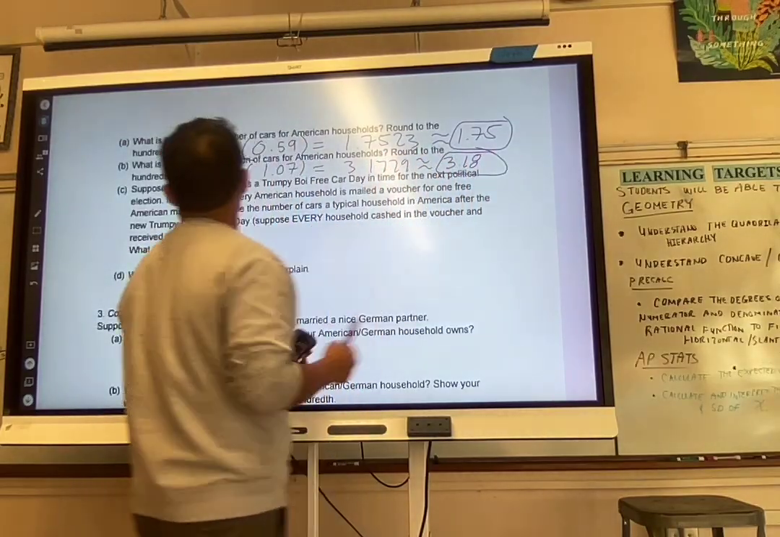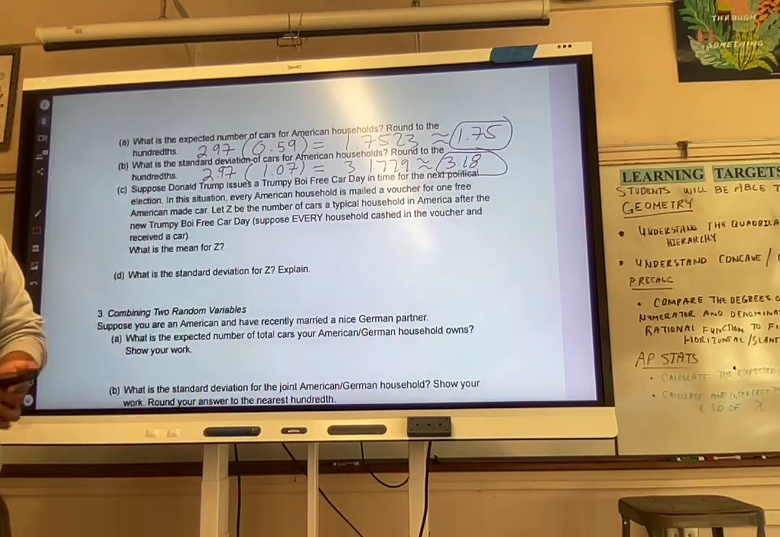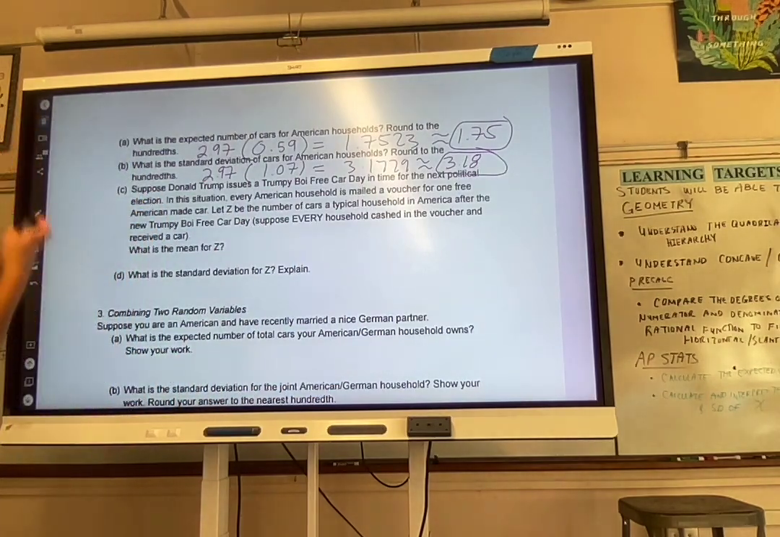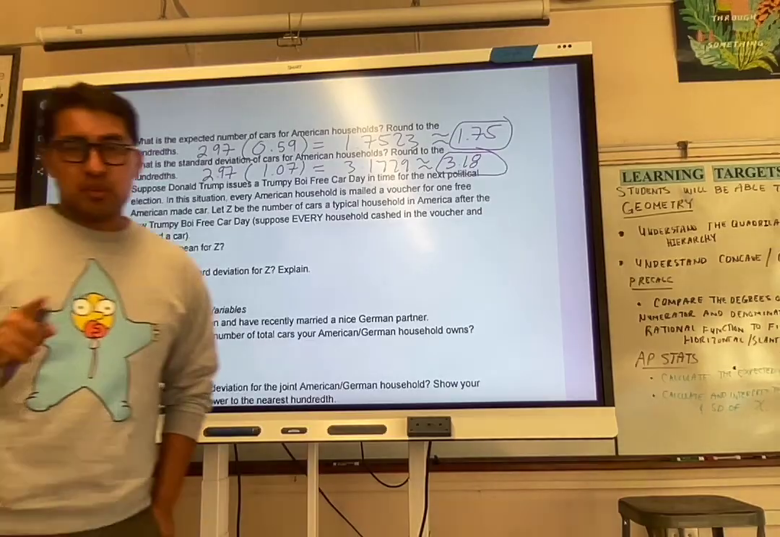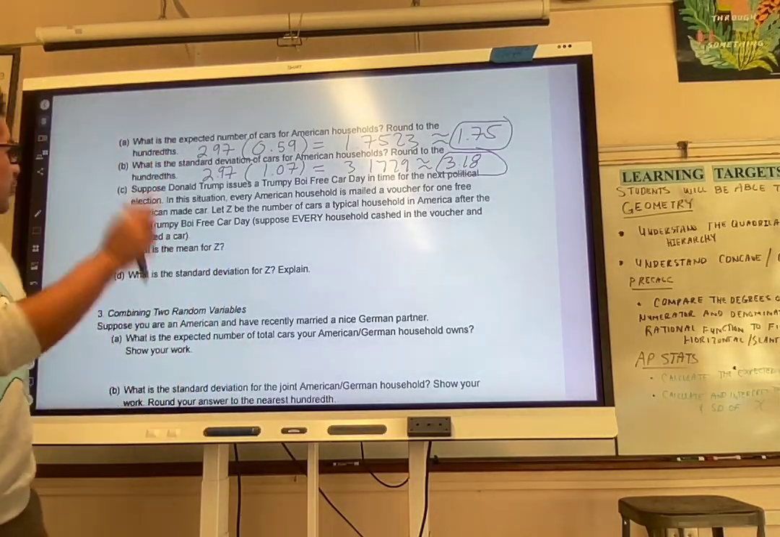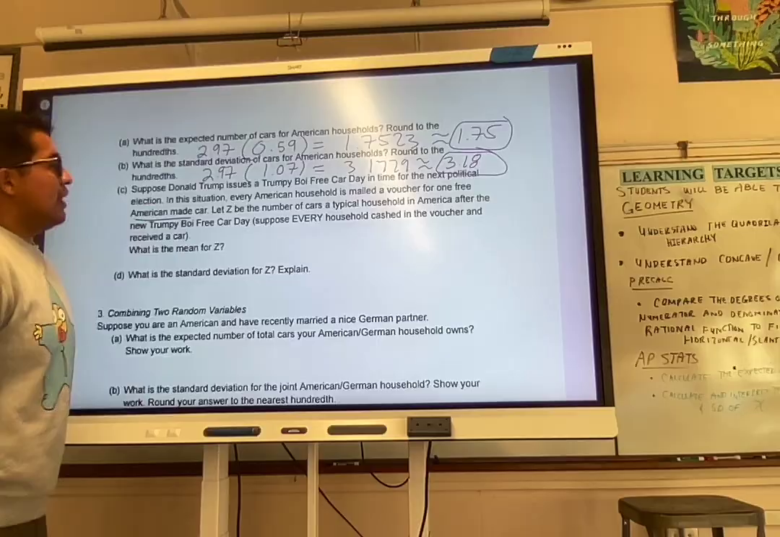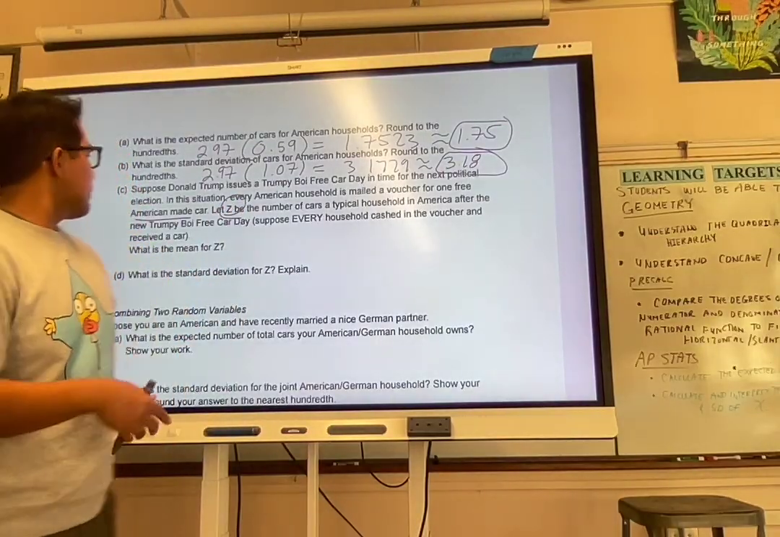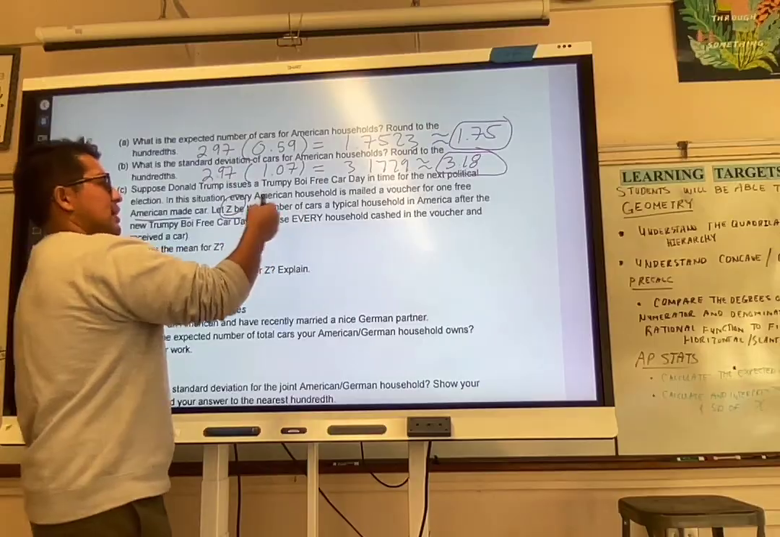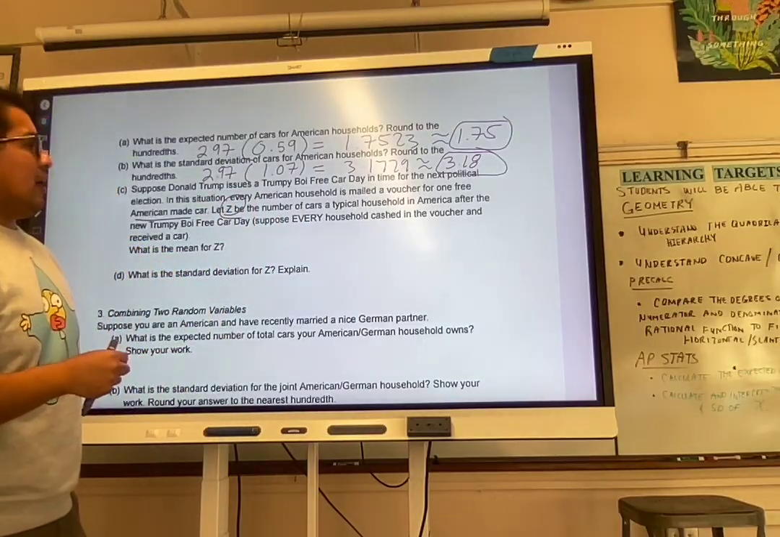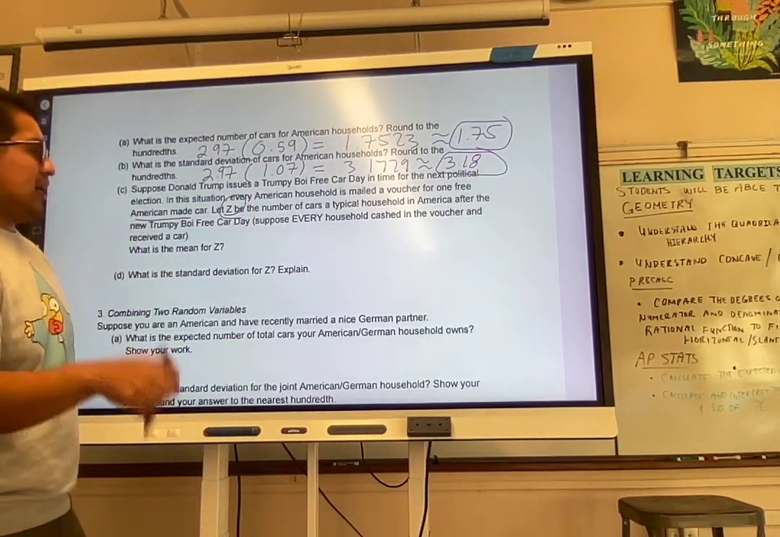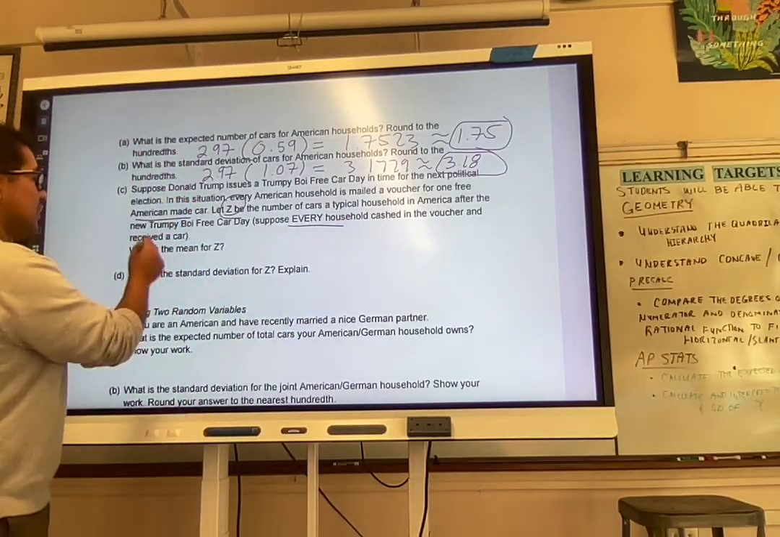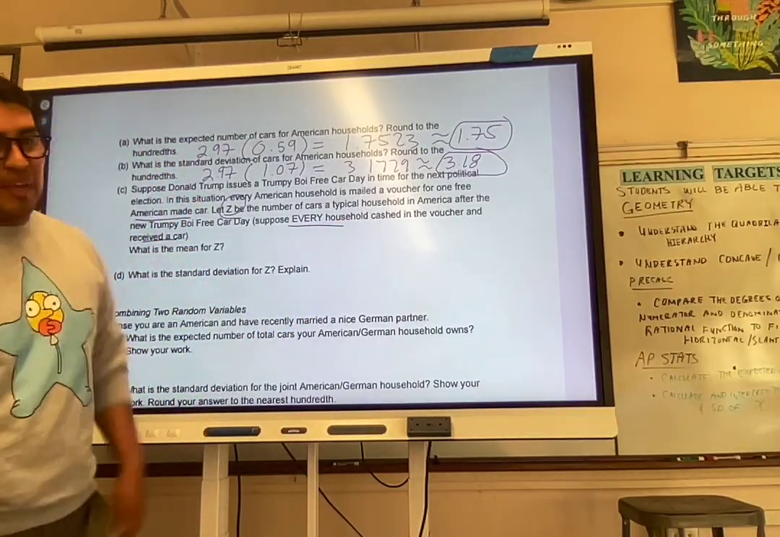Okay, cool. Next part. Suppose Donald Trump issues a Trumpy boy free car day in time for the next political election. In this situation, every American household gets given a voucher to get one free American-made car. Let Big Z be the number of cars in America after everybody has cashed in that free car day voucher. And let's suppose that every household in America cashed in the voucher and has received their car. Question, what's the mean for Big Z?